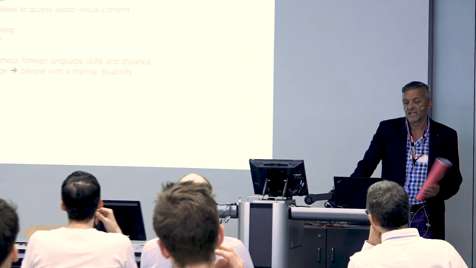So what kind of access services exist? The most important one is still subtitling. This is mainly for hard of hearing people. In Switzerland, there are about 80,000 people who suffer from hearing loss, so they're not able to follow a conversation in a noisy environment. There are also signed programs, so with sign language. This is mainly for the deaf community. There are about 8,000 deaf people in Switzerland. There is audio description, which enables blind people to access mainly fictional content.